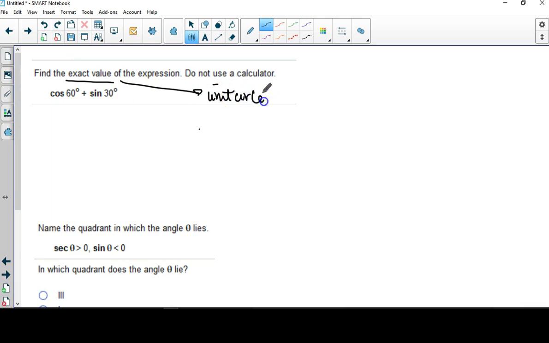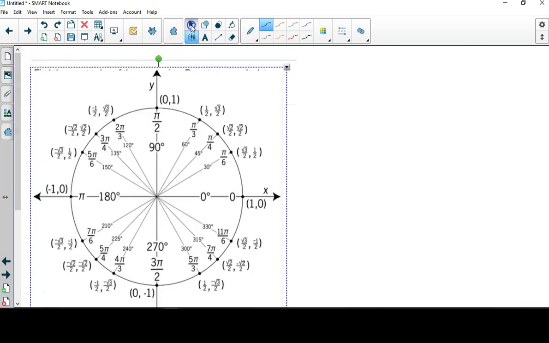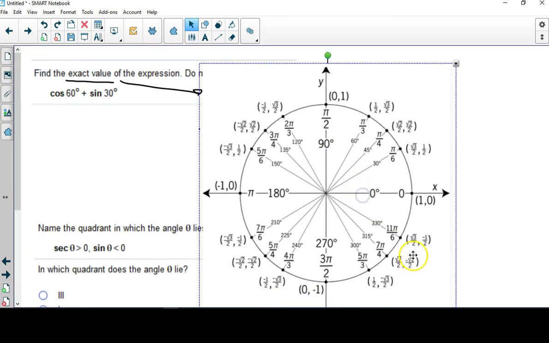All right, so if it says find the exact value, that's your hint to look at the unit circle. If you don't have the unit circle printed out, you're going to want to do that. Looks like this. I'm going to squish them down.